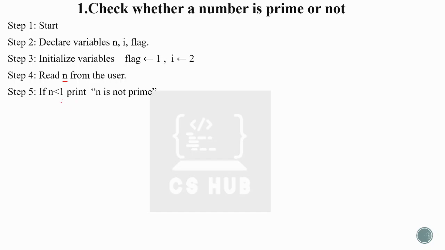If n is less than 1, we can clearly say that a prime number is a number which is greater than 1. So if the value of n is less than or equal to 1, then n is not prime. You can print like that. Else, we can directly go to stop, go to step 7.